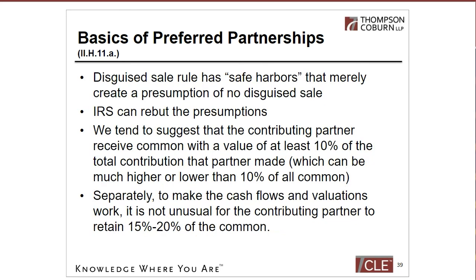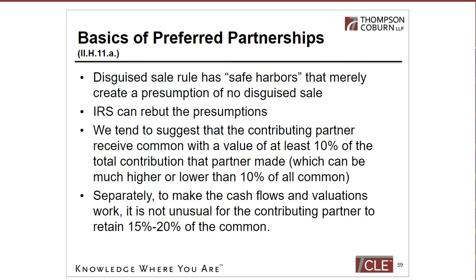Now, suppose the person who has a lot of property contributes this property to the partnership, and they get back a preferred return and maybe some common, but let's suppose they got back only a preferred return. If they got back only a preferred return, the IRS might say, well, how's that preferred return different from a note? We were pretty sure that the preferred return is going to get paid anyway. Let's just call that a note.